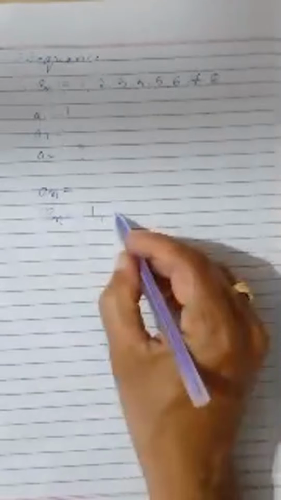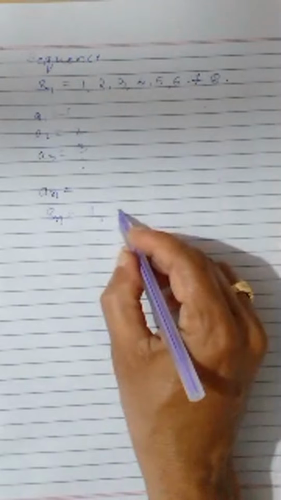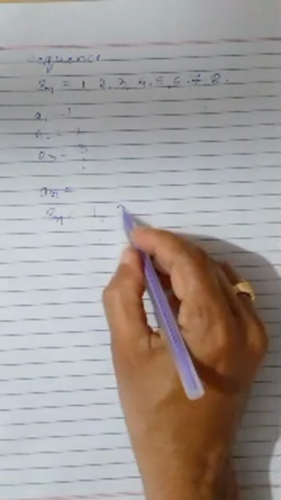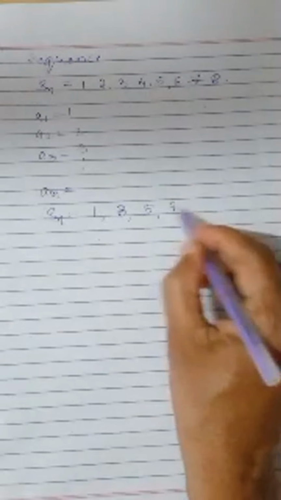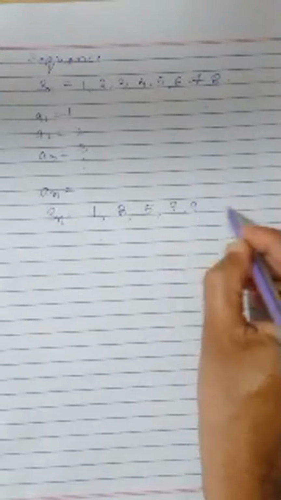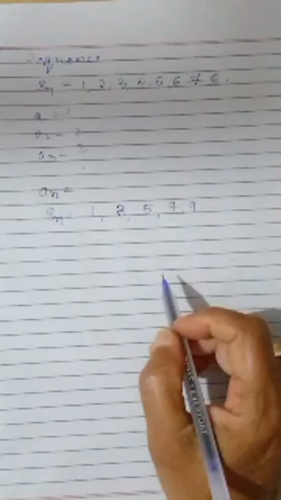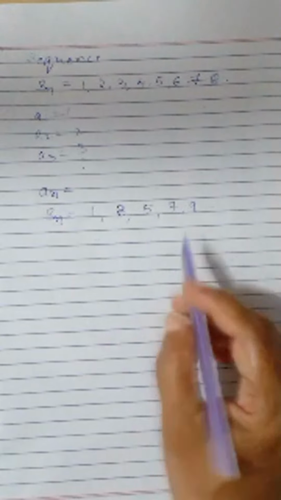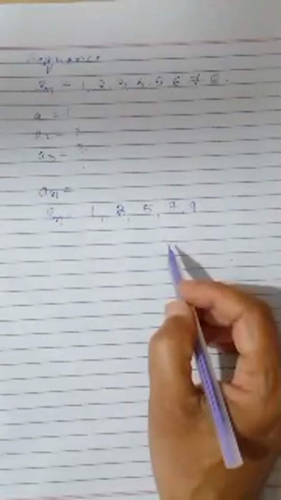So for example, one more thing: Sn is equal to what? That is 1. Here I am going to add 2. That's 1 plus 2, what are we getting? 3. 3 plus 2, 5. And 5 plus 2, 7. And 7 plus 2, 9. Then you have to call that a progression. So progression is very simple.